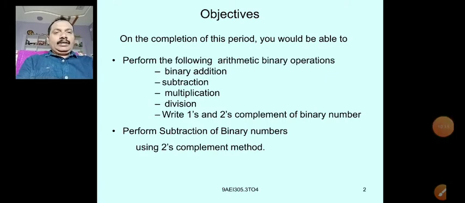Now let us go for arithmetic operations. Here we are going to discuss binary addition, subtraction, multiplication, division, and writing ones complement and twos complement of a binary number, and performing subtraction of binary numbers using the twos complement method. This we will cover now.